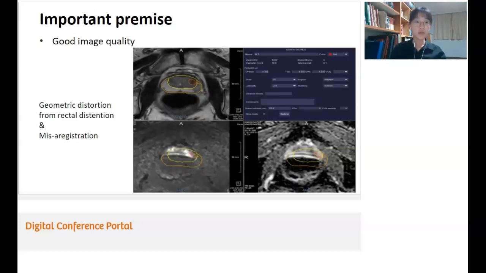However, we should think about the important premise. Good image quality is very important. In this case, geometric distortion from rectal distension was noted on DWI, and images were misregistered. As a result, artifact in the left peripheral zone on DWI was detected as a PI-RADS 4 lesion in the left transition zone on T2-weighted image.